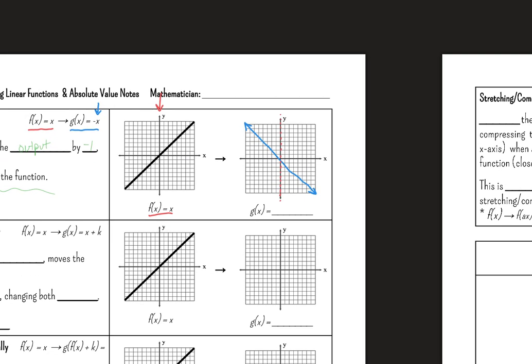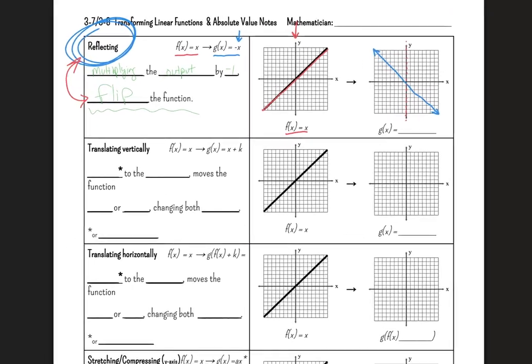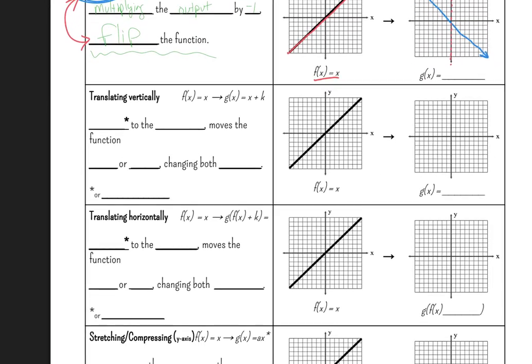Imagine you've taken this and you were able to somehow pick it up and turn it over. It would now look like that, right? So that is a flip, that is a reflection. The next thing we got going is translating vertically. Translating vertically. So again, we have f of x equals x, that's this, and that's what this looks like, right?